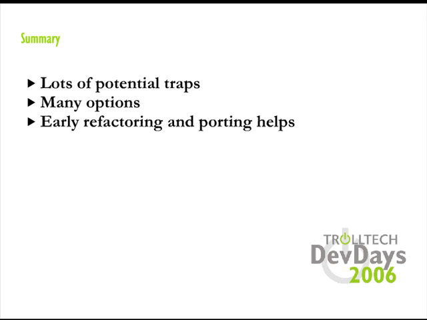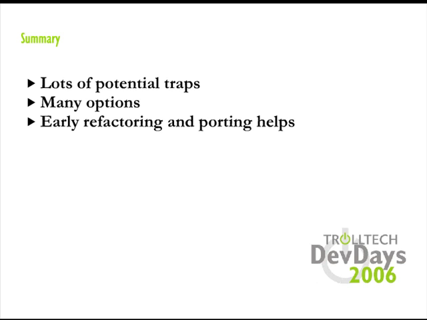The summary is that there are lots of potential traps that you'll find, especially the nasties. The nasties is your old code may just not compile on newer systems that you want to go to. You have a lot of options available for dealing with this problem. You don't have to do the rewrite.